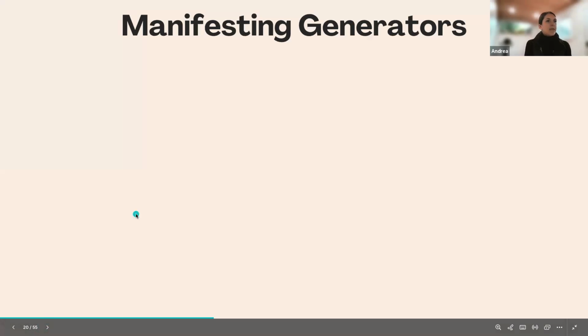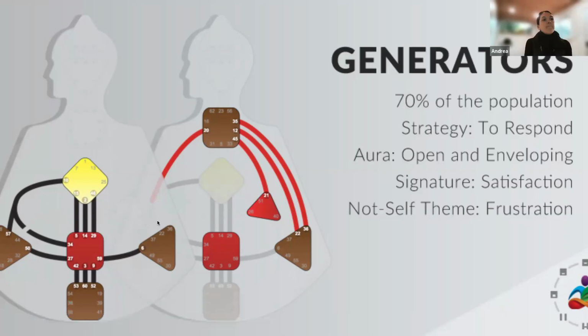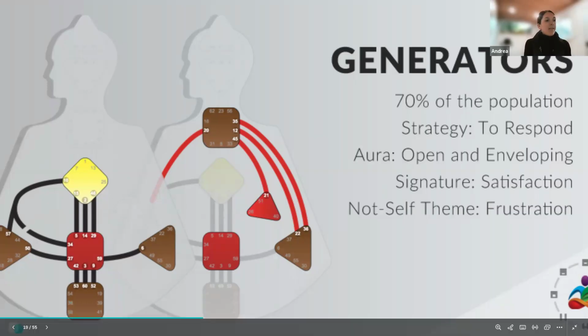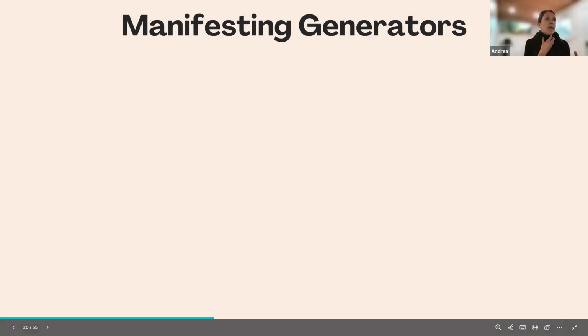Okay, manifesting generators. So again, this slide is not working, I apologize. Manifesting generators are similar to generators in that they have that defined sacral center. So they have consistent energy, but then they also have the defined throat center, which is characteristic of manifestors. So it's a hybrid between manifestors and generators.